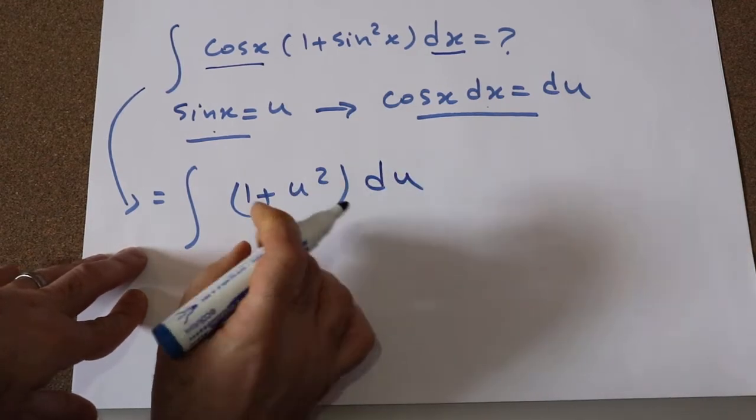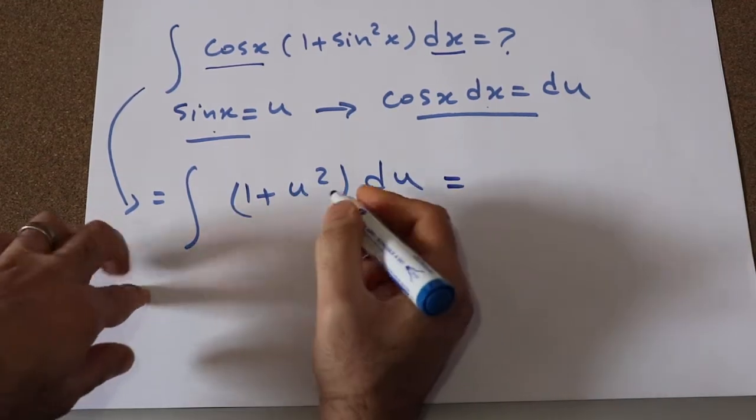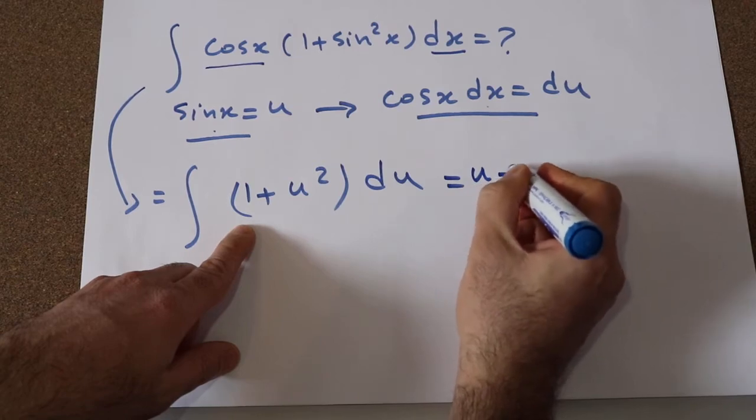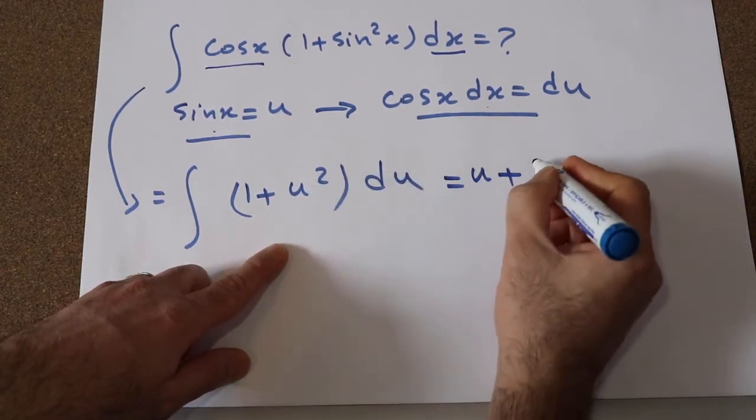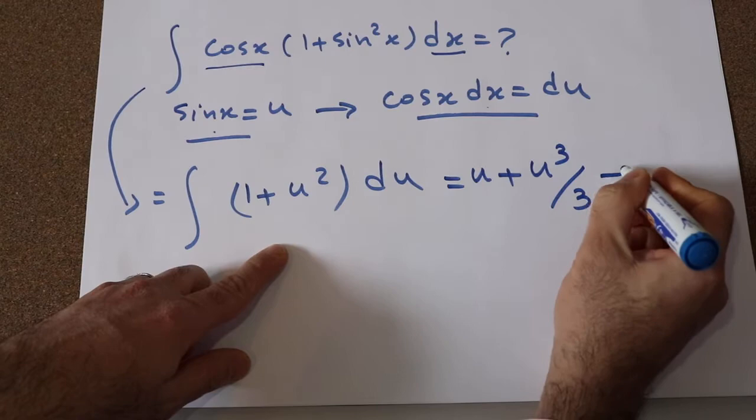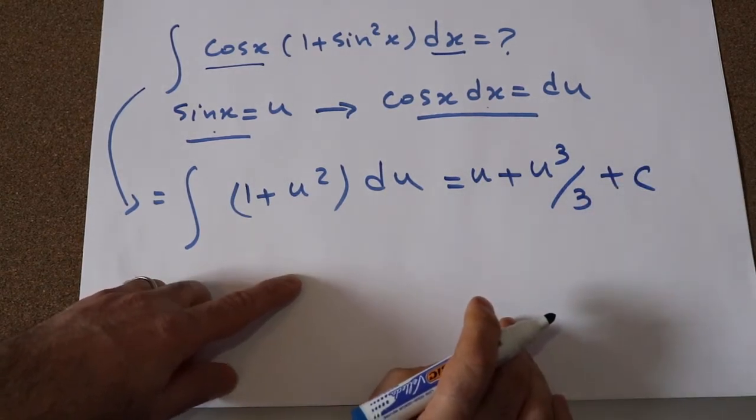So the integral of 1 plus u squared du will be equal to the integral of 1, which is u, plus the integral of u squared, which is u cubed divided by 3, plus c, which is the constant of the integral.